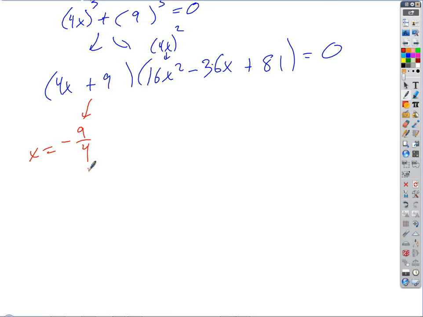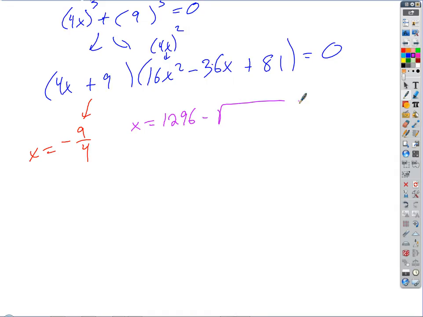What's our value of A? 16. B? Negative 36. C? 81. So we end up with negative 36 squared. Oh boy, that's a big one. What do we got there? 1296. Minus 5,184.